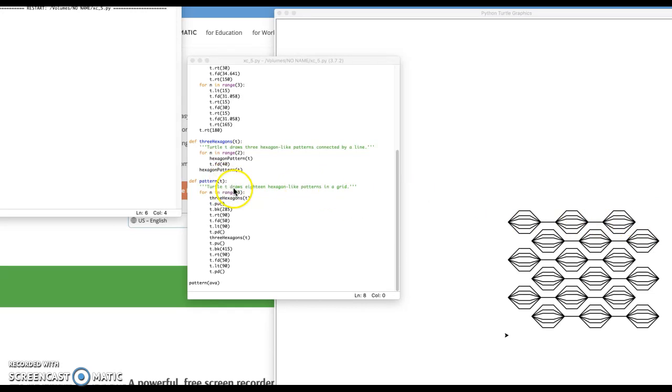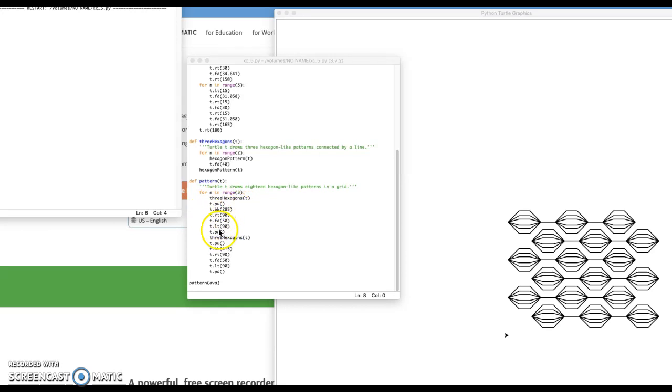And for the final pattern, the turtle draws the 3 hexagons pattern, and then it lifts the pen up and moves back to here, and then it draws 3 hexagons again. And this is repeated 3 times so that each time it's repeated, 2 of these rows are created. So then it'll draw 18 total hexagon patterns.